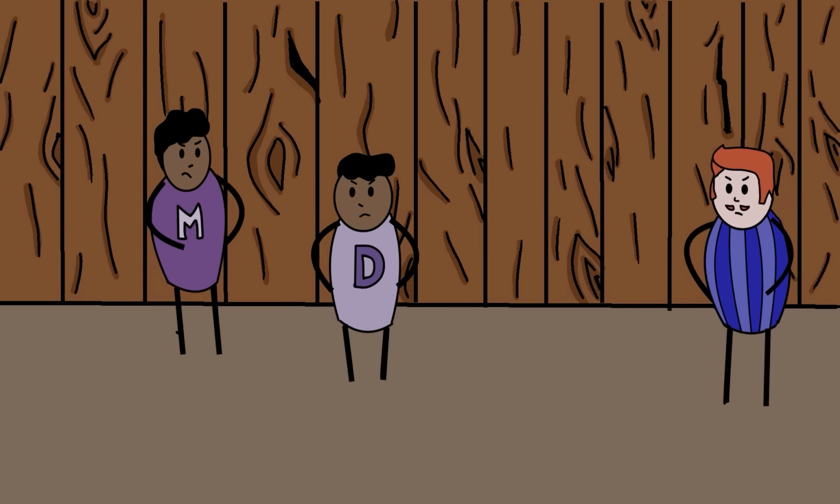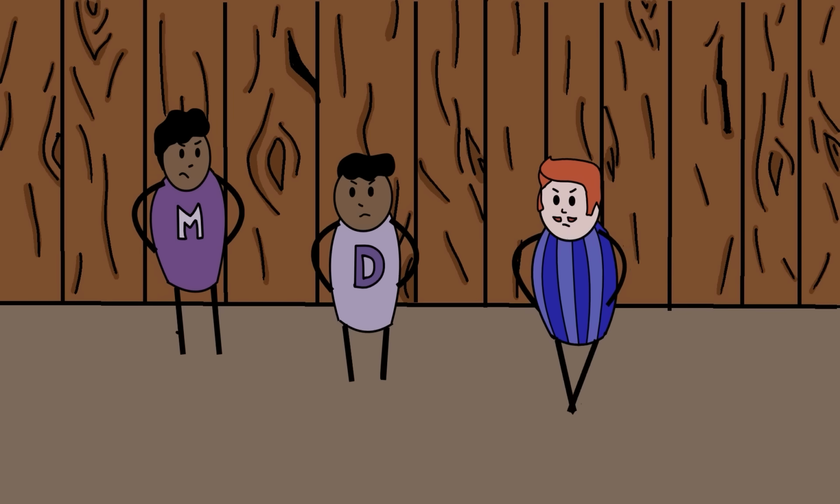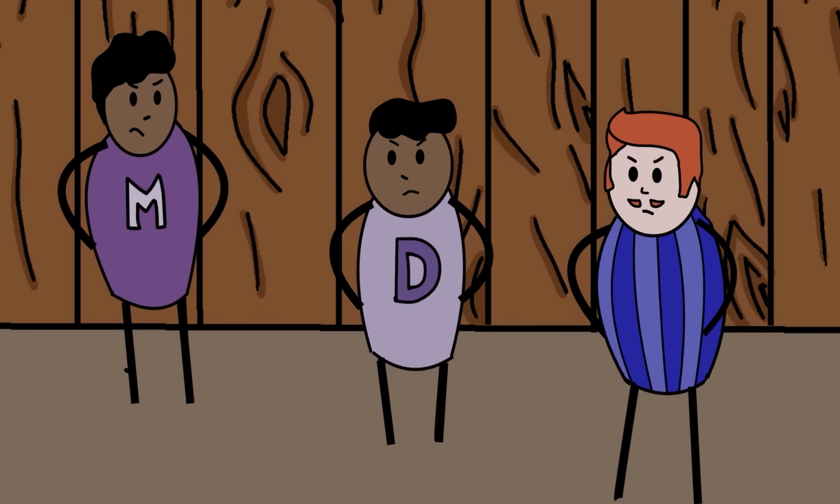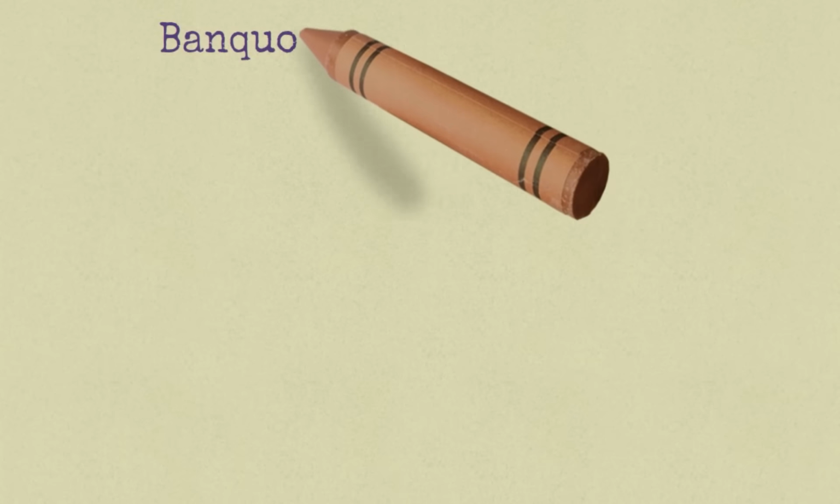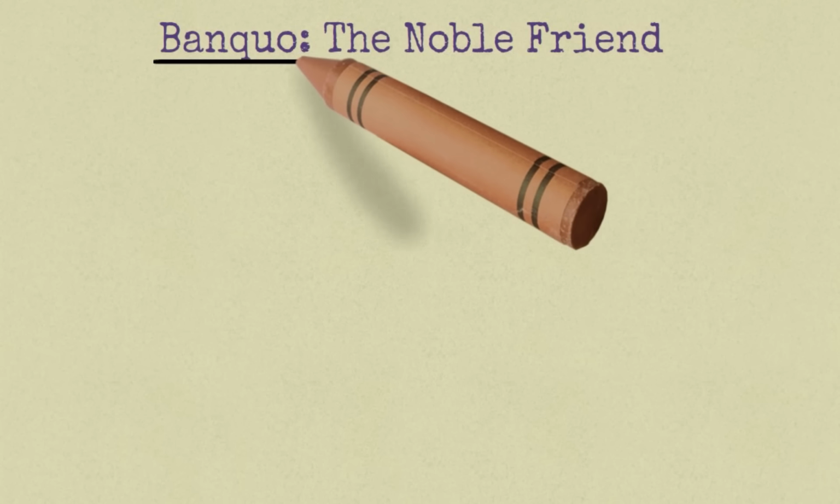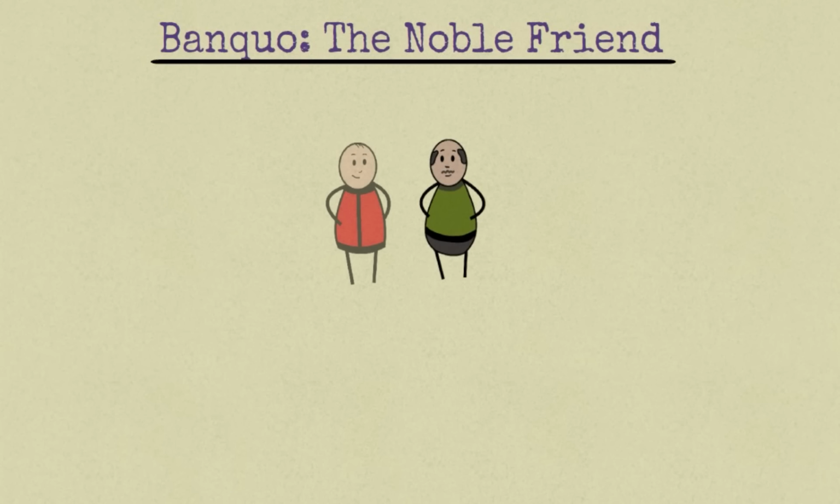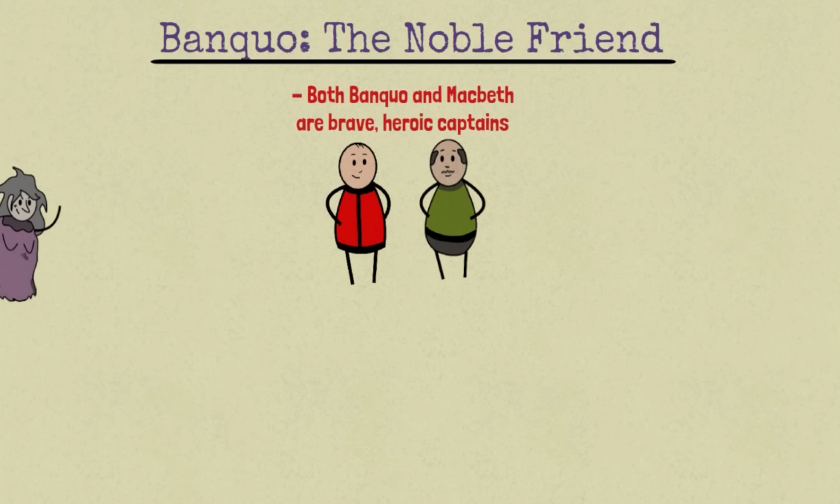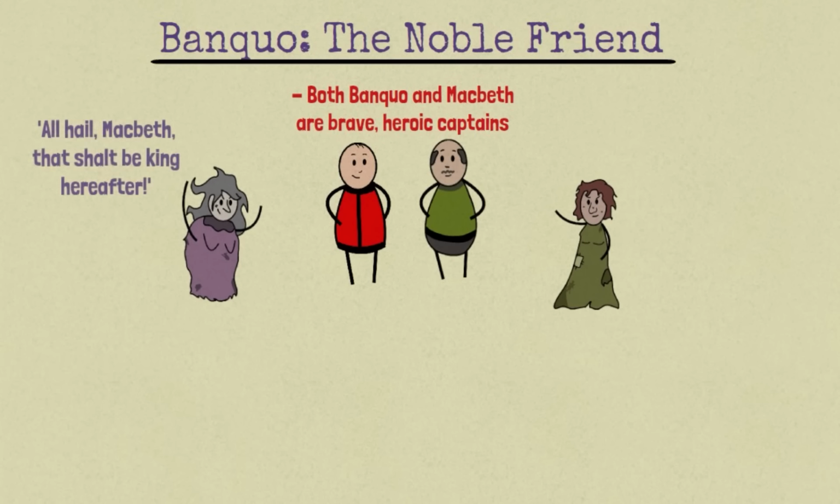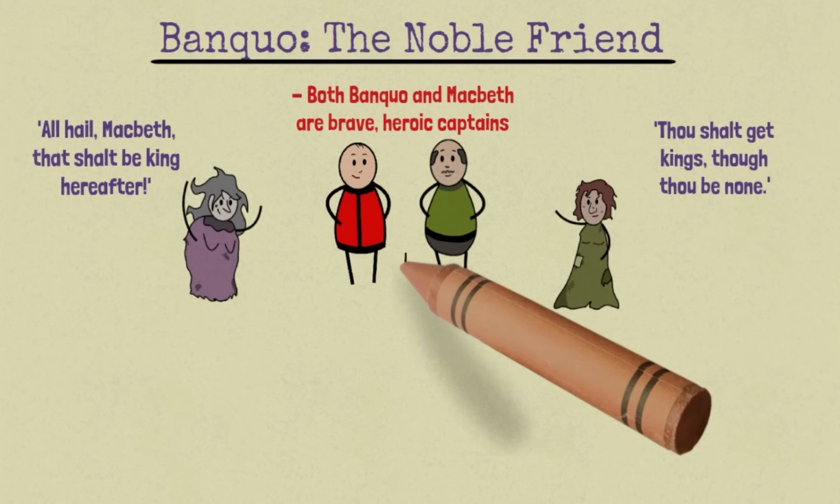But now that we've looked at the two villains of the play, let's examine some characters who made the right choices, starting with Macbeth's friend and fellow captain, Banquo. He is introduced at the same time as Macbeth, with both men being described as brave and heroic in their recent battle. He is also with Macbeth when he meets the witches, and receives a prophecy of his own, that his descendants will be kings.